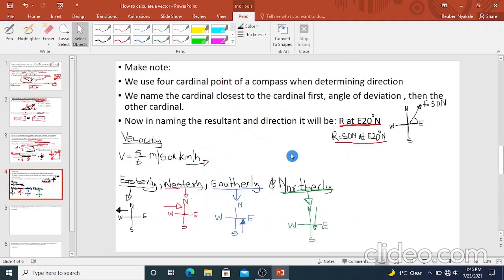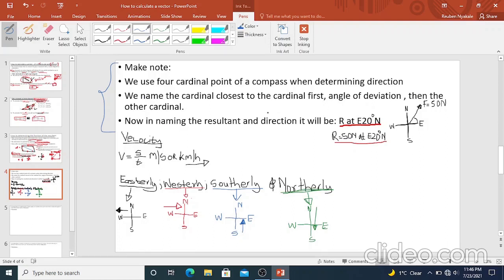In recapping a few things, we use the four cardinal points of a compass when determining direction. This part deals with the naming of direction, like we did in the first video. We name the cardinal point closest to the vector first, then the angle of deviation, then the other cardinal point.